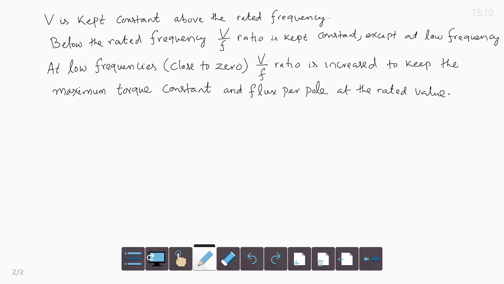So, above the rated frequency V is kept constant at V rated, below the rated frequency V by F ratio is kept constant except at low frequencies, and at low frequencies, that is close to 0, V by F ratio is increased to keep the maximum torque constant and flux per pole constant at the rated value.